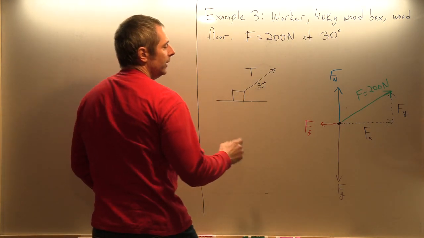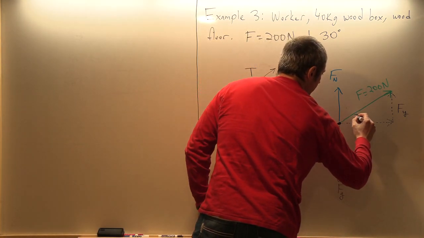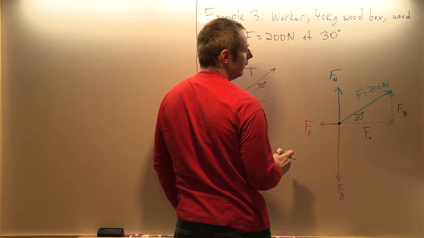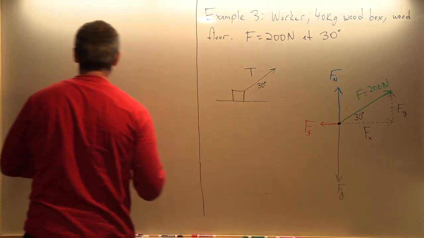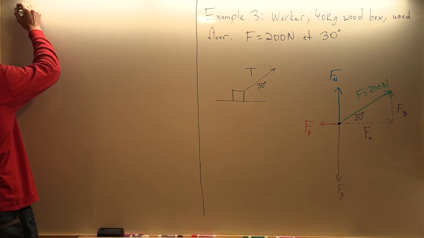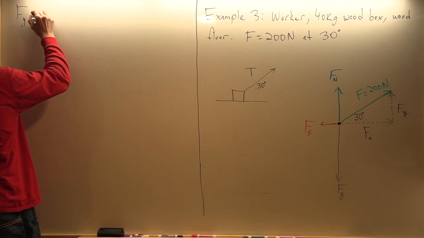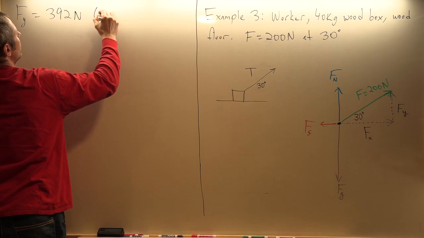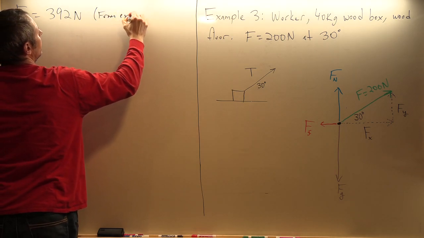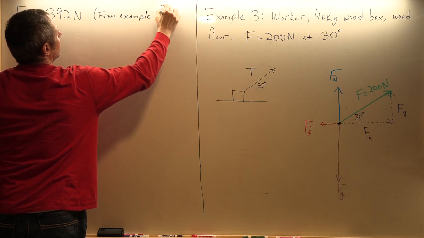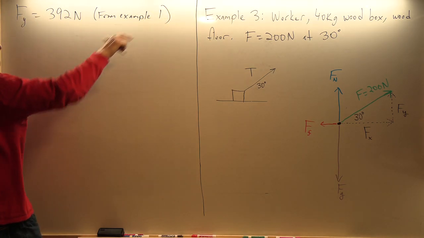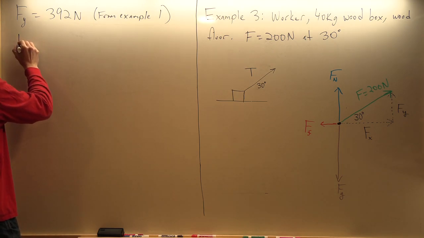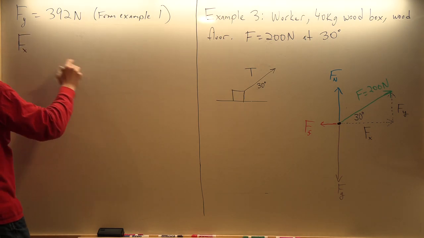So, first thing I've got to do is figure out these components, because I need to figure out the normal force so I can figure out the friction. Also, the easy thing is the force of gravity. I'll just put 392 here, and we have that from example 1. I try to save work, but maybe I should have just written out the equation and resolved it.